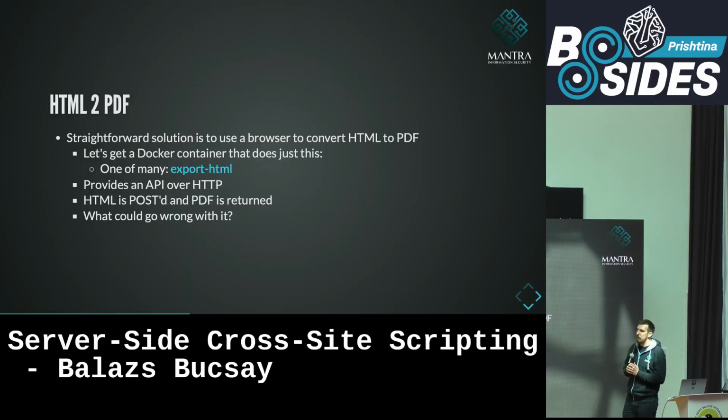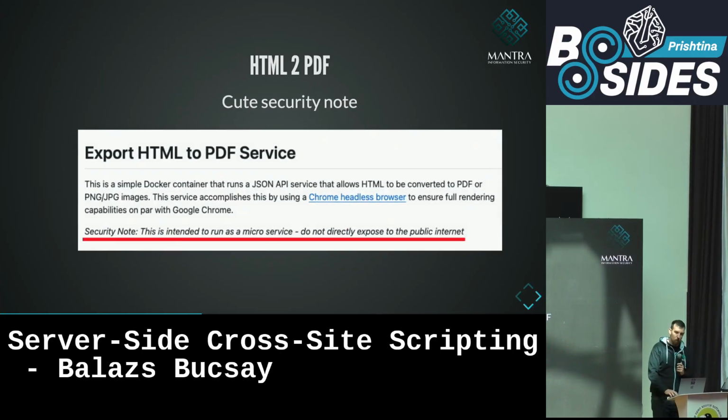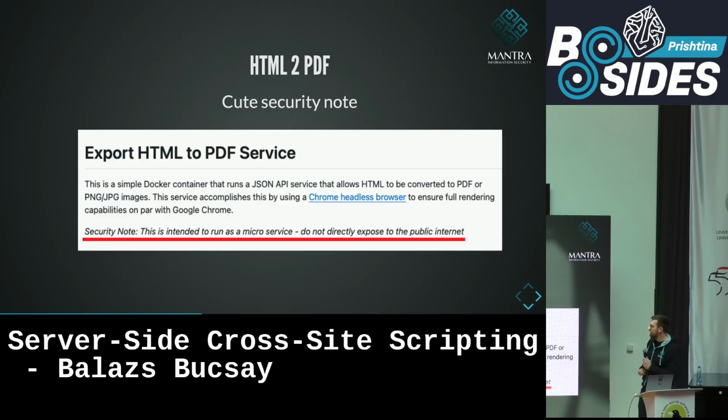So I was looking into these Docker solutions where you have this Dockerized container that you can use to generate PDF from HTML. One of the first Google results that I found was this export HTML GitHub repository. You can find it really easily if you Google it. And it was perfect for my reasoning for this presentation. It's a Docker container. It does what I want it to do. It basically creates an API that you can post HTML into, and it returns a PDF to you. So what could go wrong with it, right? Well, we will see that.